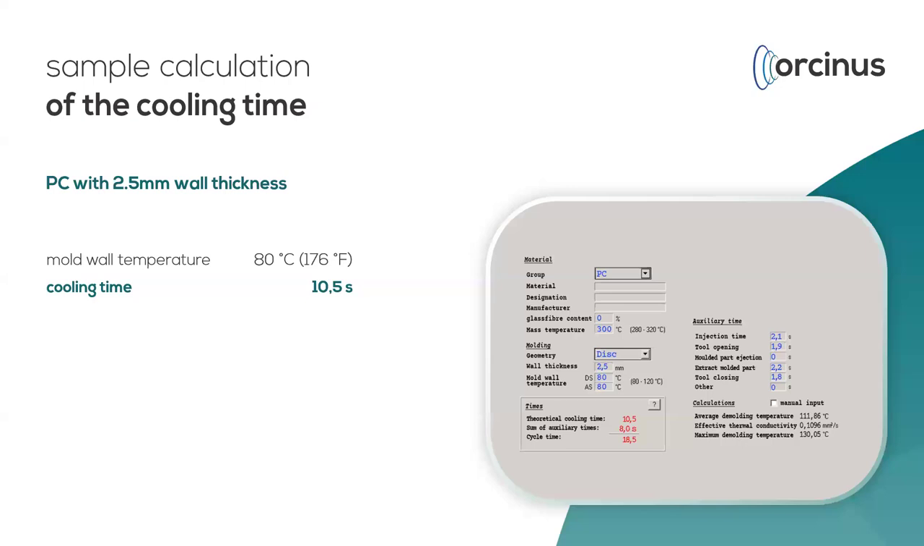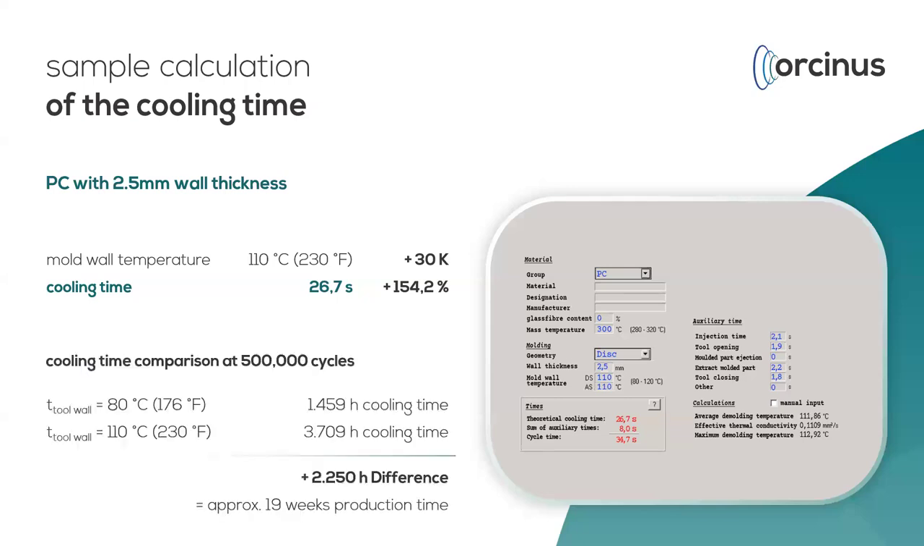But in practice, the mold wall temperature is much higher. In this case, 30 degrees more, which increases your cooling time incredibly, to almost 30 seconds. With the auxiliary time, it's 34 seconds to be precise. And this is more than 150% longer than you calculated.